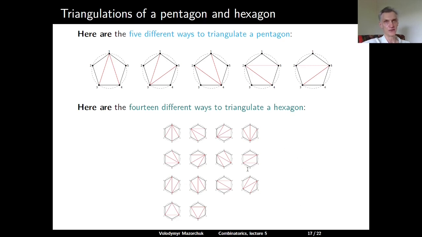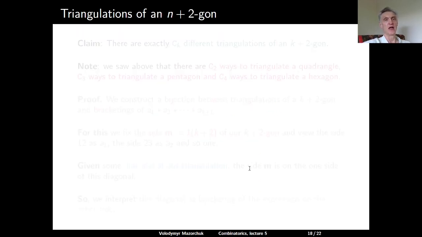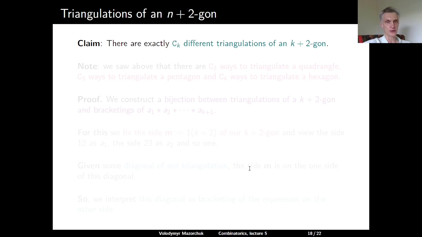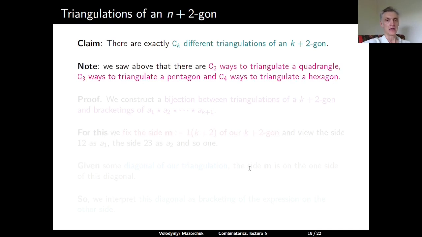So we have 2, 5, and 14. These are 3 numbers which appear in the Catalan sequence. And so the claim is that there are exactly C sub k different triangulations of a k plus 2 gon. So we already saw that C2 gives us the number of triangulations of a quadrangle, C3 is the number of triangulations of a pentagon, and C4 is the number of triangulations of a hexagon.